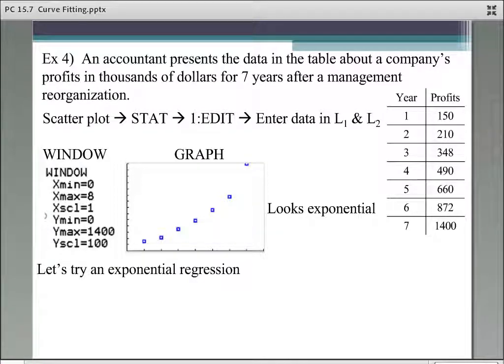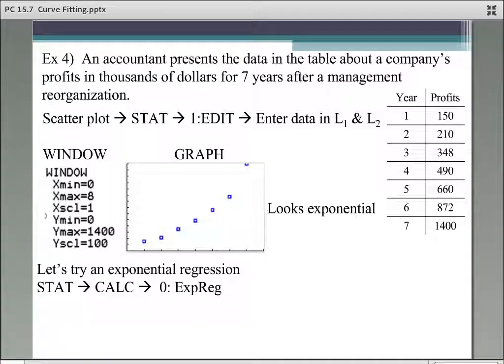So let's try an exponential regression. So you want to do stat and then calc. So arrow to the right to hit calc. And then exponential regression is 0, ExpReg. And you want to make sure L1 and L2 are under your X list and Y list, and arrow down to calculate it.